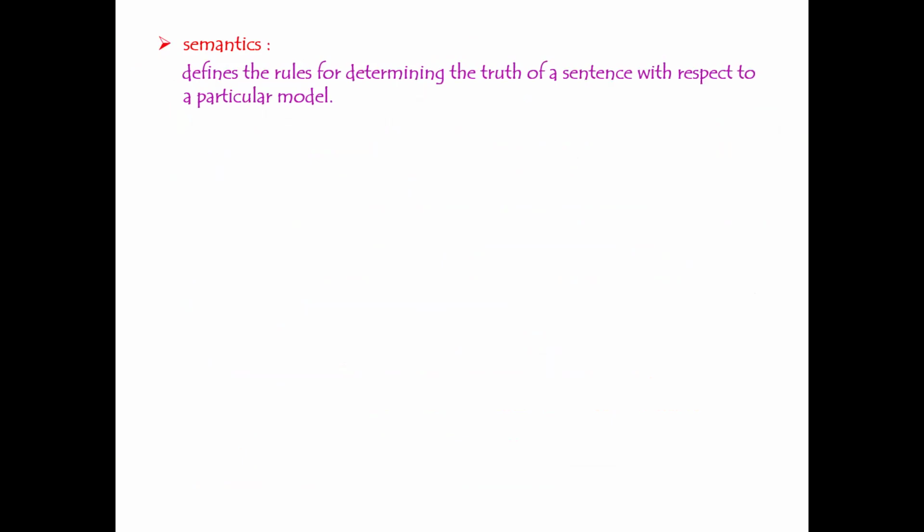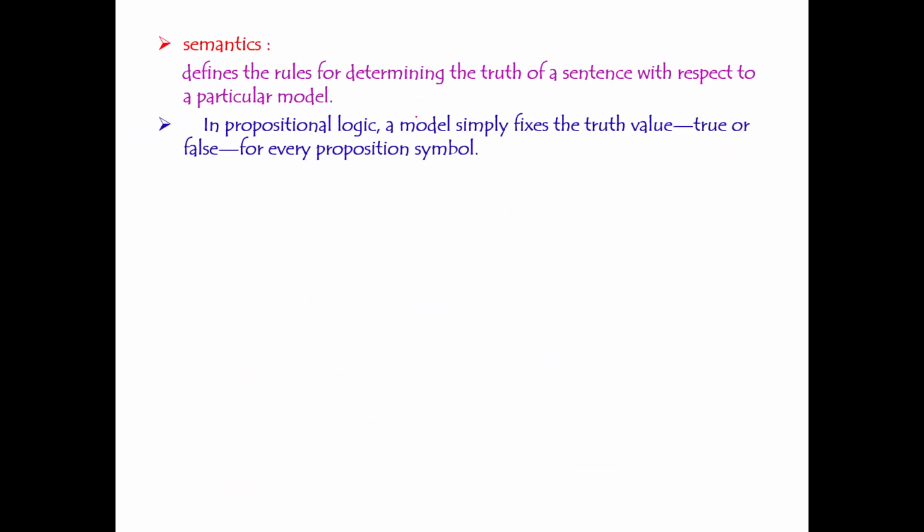Next, let us talk about the semantics of propositional logic. Semantics always defines the rules. In the syntax, we have seen what types of statements are allowed. Now we should see how to use them. This will define the rules for determining the truth of a sentence with respect to a particular model. In propositional logic, a model simply fixes the truth value. A model assigns a true or false value to every propositional symbol.